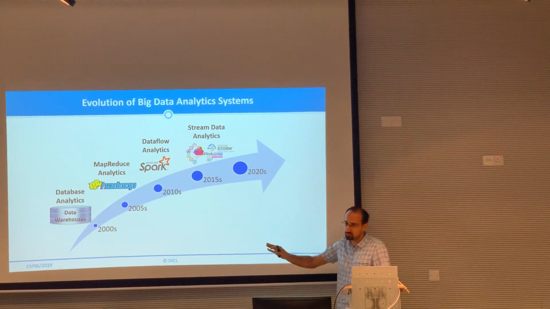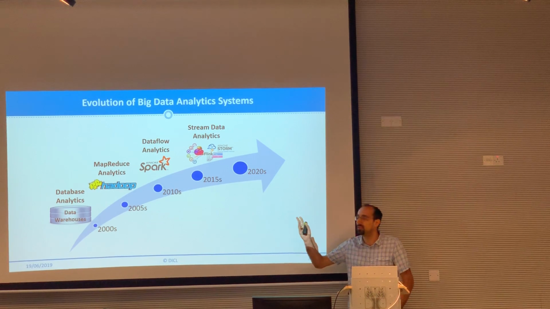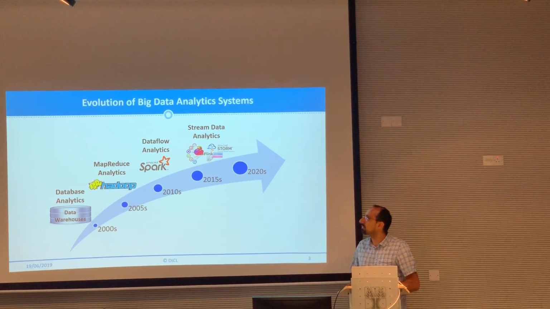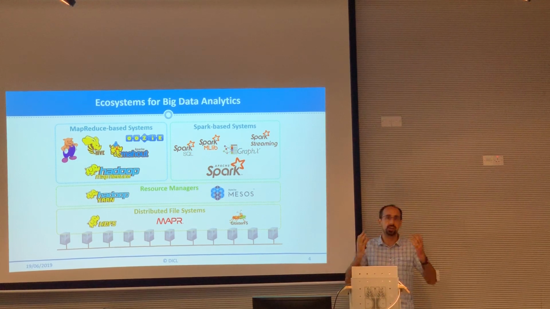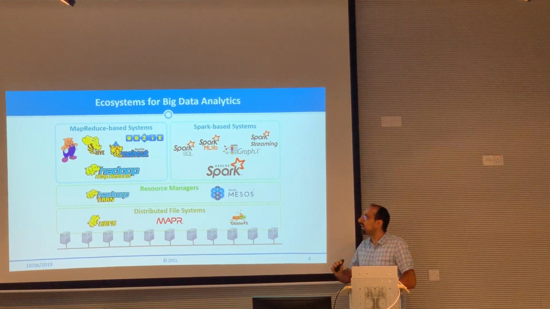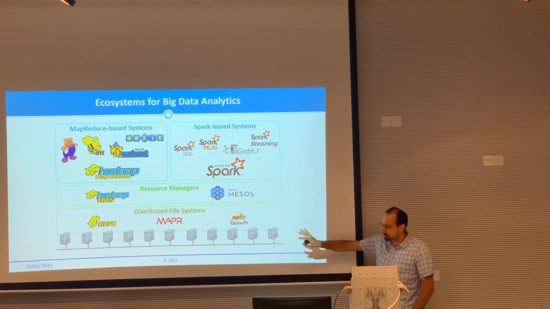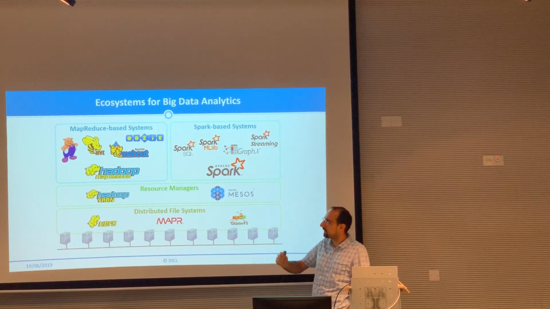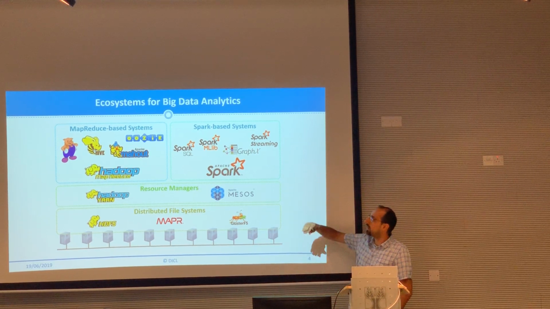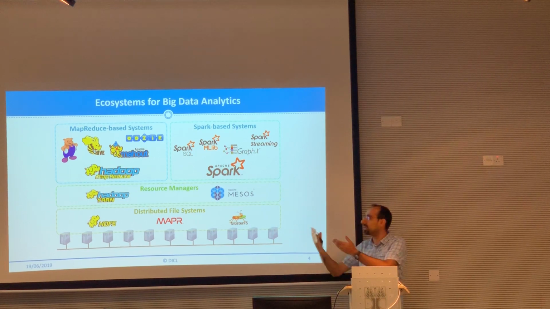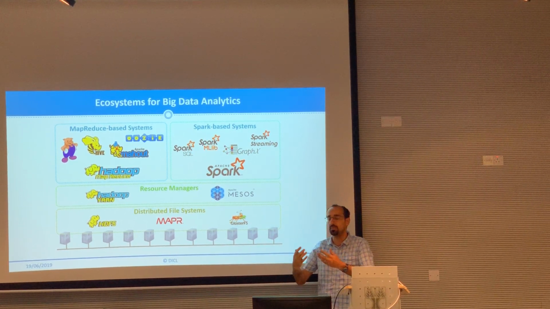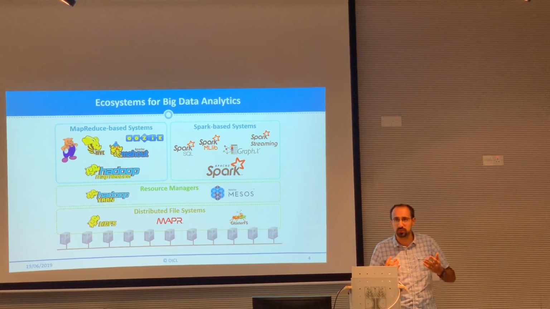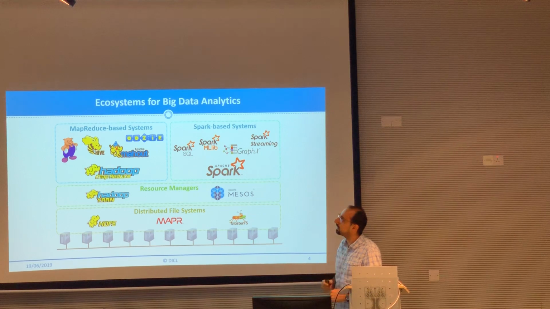Going back 20 years with massively parallel data warehouses to Hadoop MapReduce, Spark, Flink, and of course, the ecosystems that grew around them. Now, for this presentation, I'm going to focus mainly on the Hadoop and the Spark ecosystems for big data analytics. Both of these ecosystems run on distributed share-nothing clusters. There's a distributed file system on top, HDFS being perhaps the most popular of them all. Then there are resource managers responsible for managing physical resources of the cluster, CPU, memory, etc. And then on top of that, we have Hadoop and Spark, two perhaps of the most popular systems for analytics today, with the various systems on top of them.